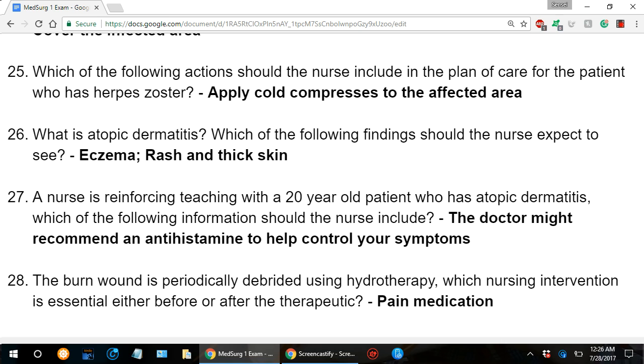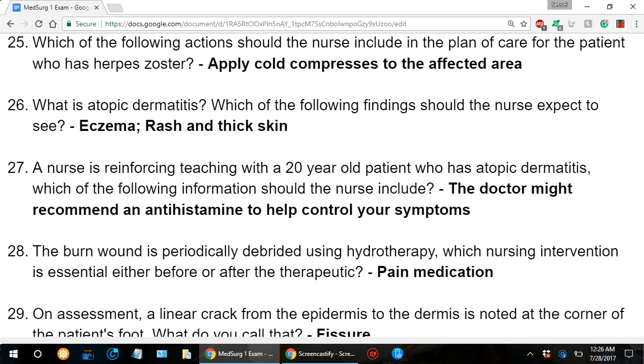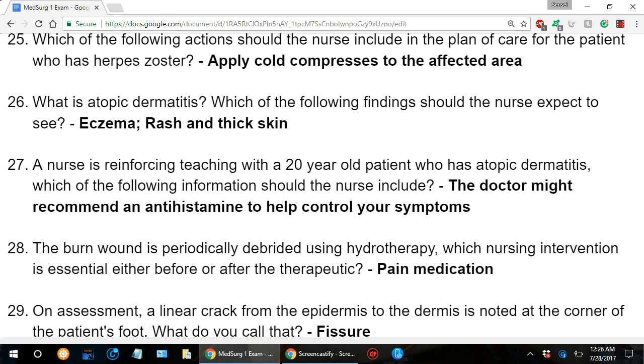What is atopic dermatitis? Which of the following findings should the nurse expect to see? We have eczema, rash, and thick skin. The answer is eczema, rash, and thick skin for atopic dermatitis.